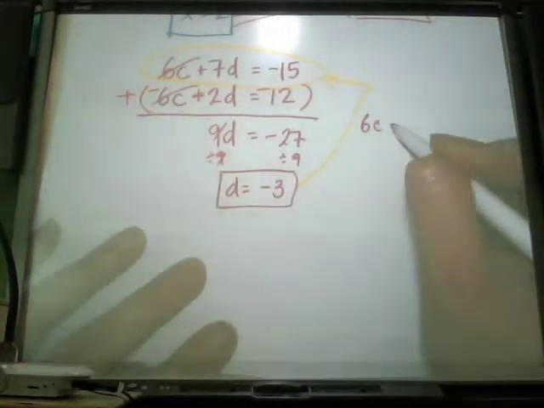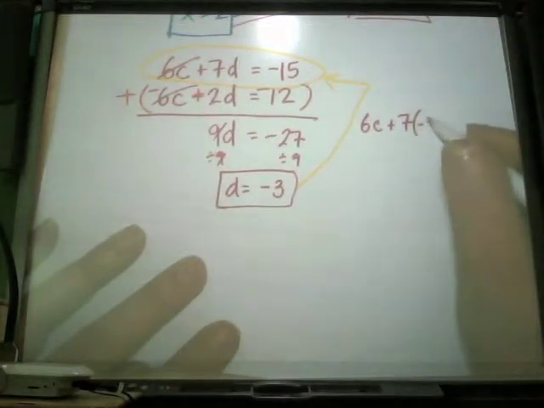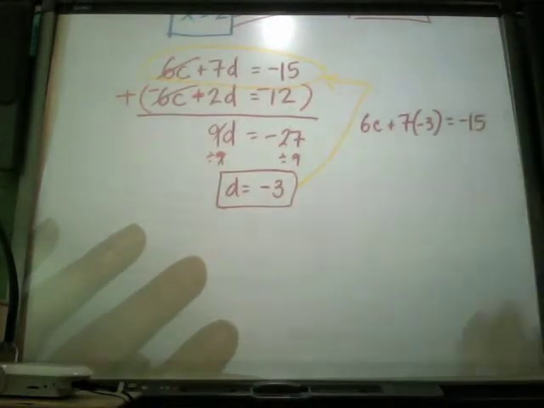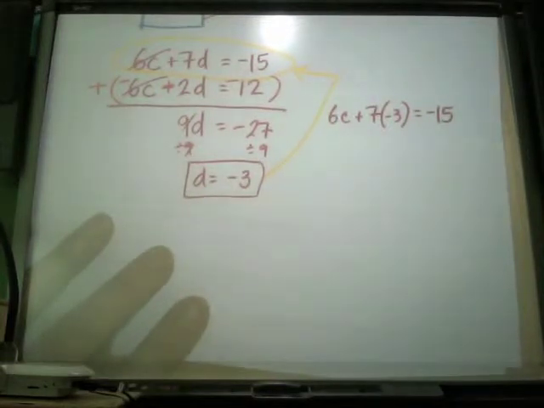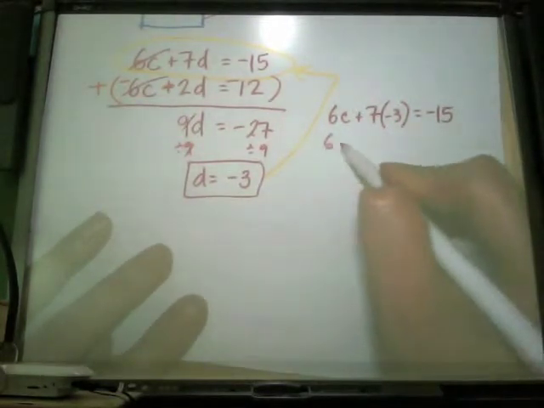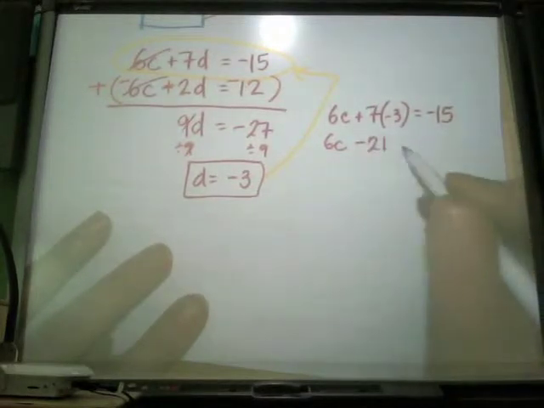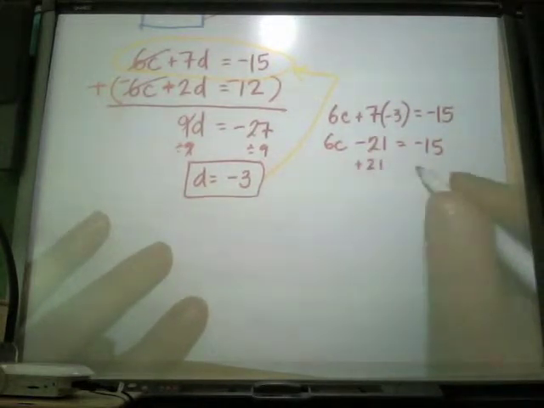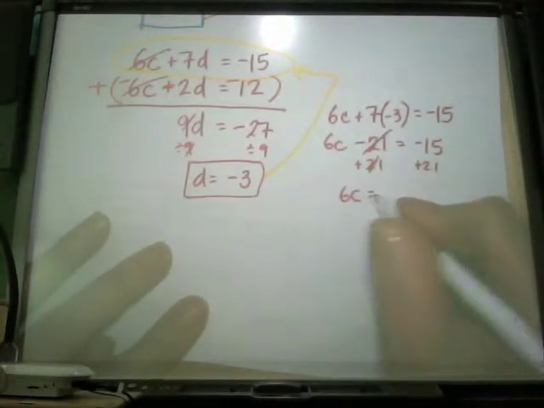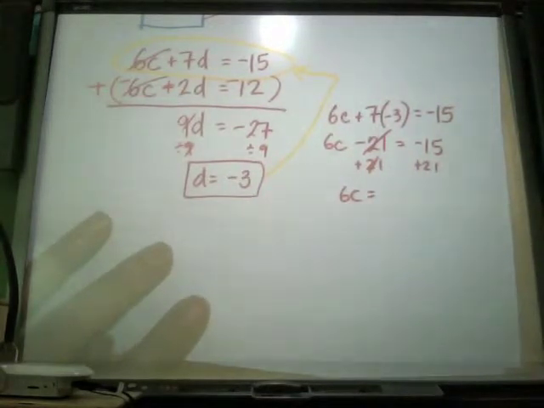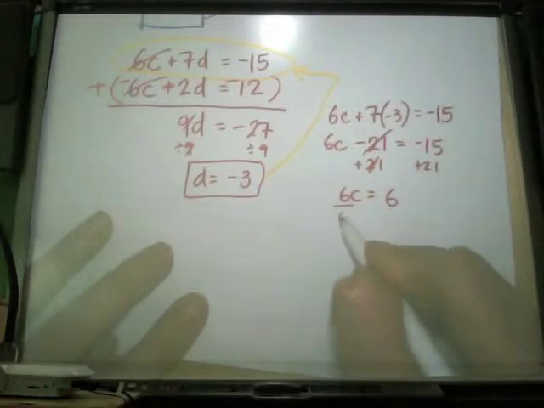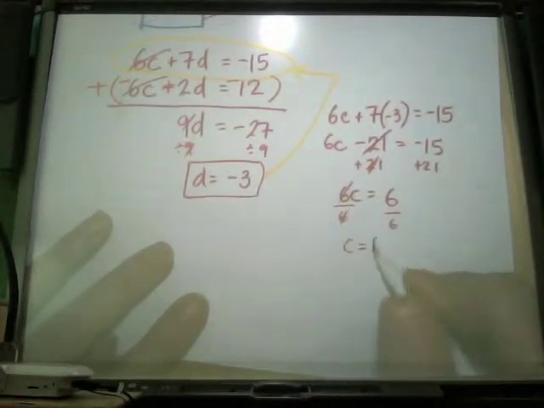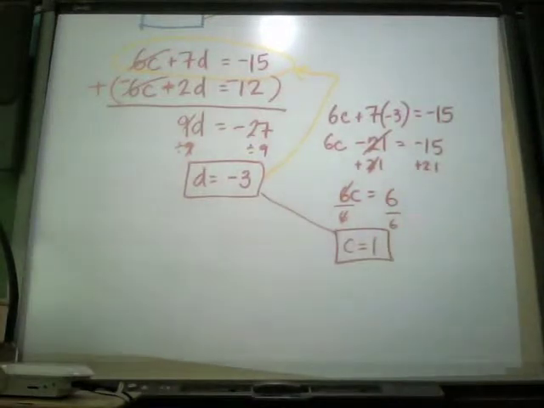6C, I still have that. Plus 7 times D, well now I know what D is. It's negative 3. So again, I'm going with the one that has fewer changes in it just so I don't make a mistake. 7 times negative 3, negative or minus 21. I leave the C's alone. I'm going to add 21 to both sides first. Don't forget our rules for adding and subtracting with positives and negatives. When the signs are different, we subtract. We keep the sign of the bigger digit. So negative 15 plus 21 makes positive 6. And nice and easy here, divide both sides by 6. C equals 1. There's my 2 answers.